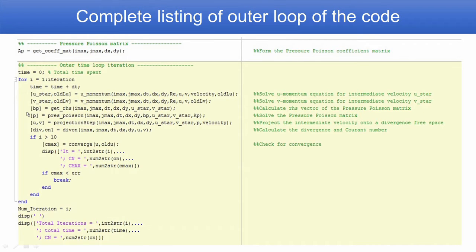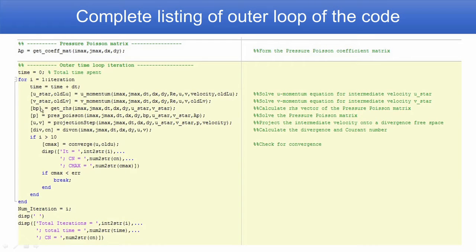Then we know the pressure Poisson equation has a right side term and a left side term. So, this BP is calculating the right side term of the pressure Poisson equation. We have seen them independently in detail in previous modules. What you are seeing here is the complete listing of the outer loop.